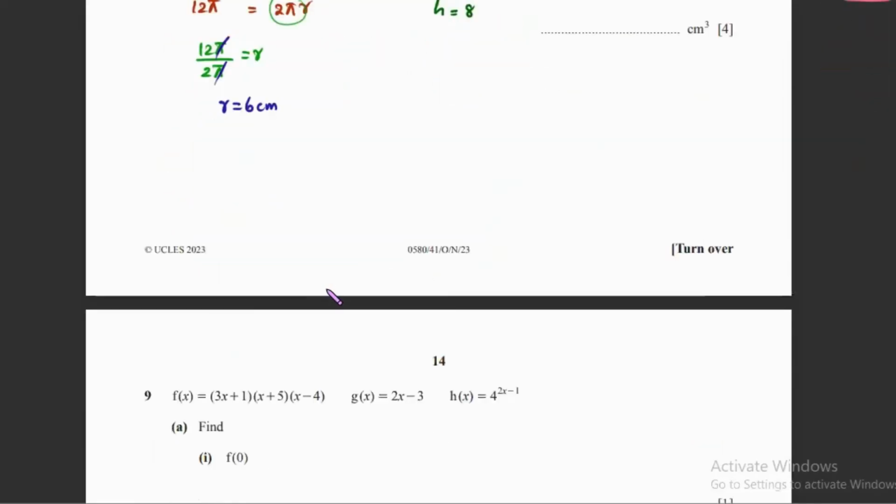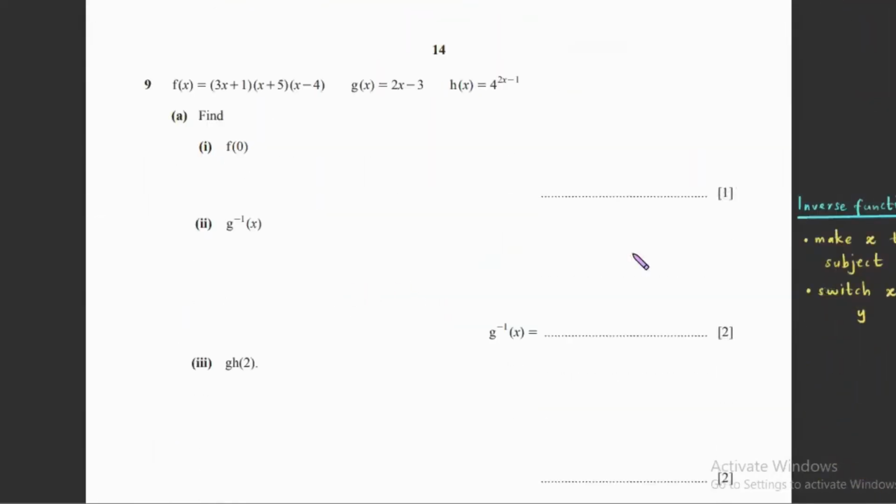Let's move on to the next question that we have, which is question 9. Question 9 is a function question. There are 3 different functions given to us. In question A1, we are supposed to find what f of 0 is. So we need to substitute 0 wherever you find x in the f of x function.